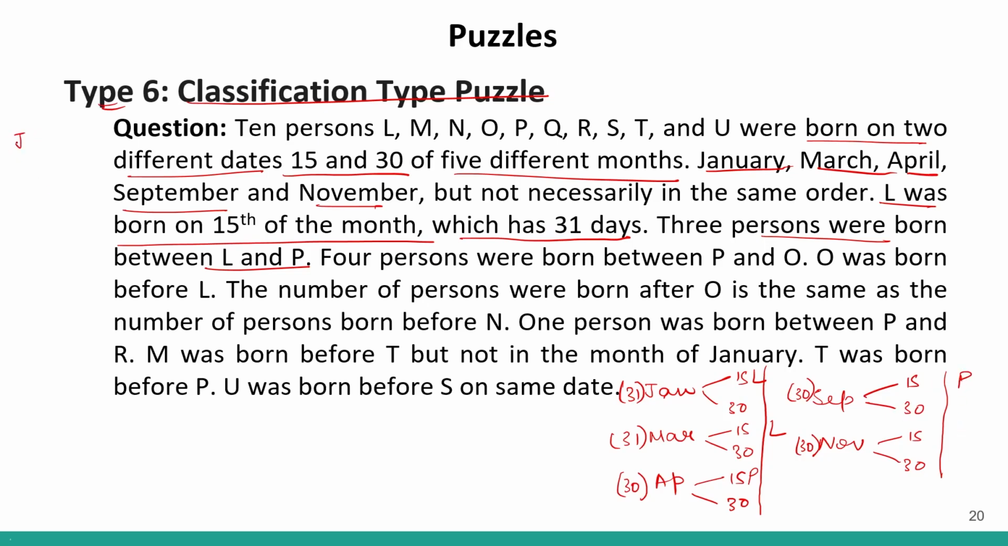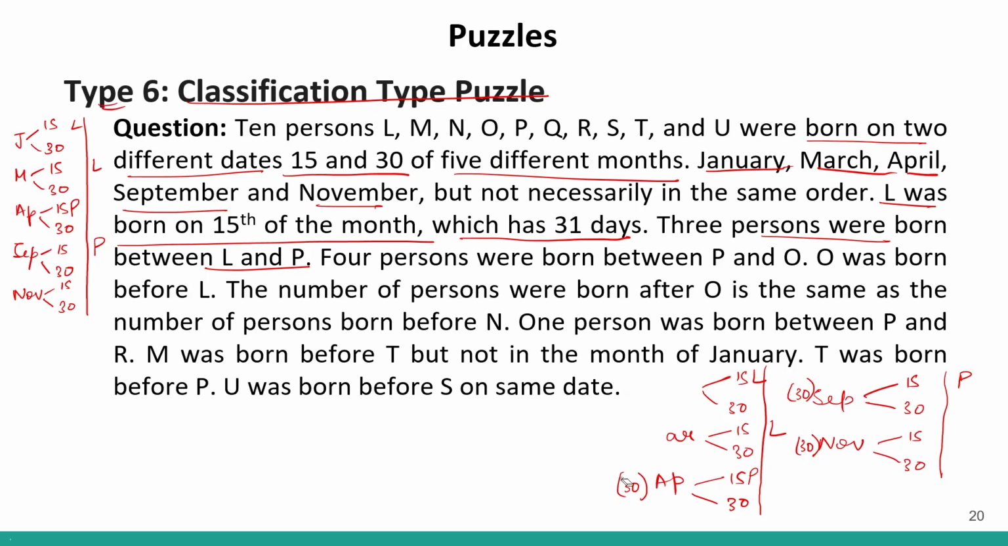Let me draw it over here, okay? Because then we will not be confused. We will have March 15, 30, sorry, April 15, 30. Then we have Sep 15, 30 and November 15, 30. We got two possibilities. L is in January or L is in March. And between L and P, we have three people. So 1, 2, 3, we have P over here. 1, 2, 3, we have P over here. This is more clear, correct? Let us stick to this one.